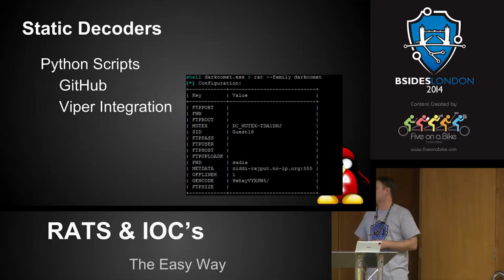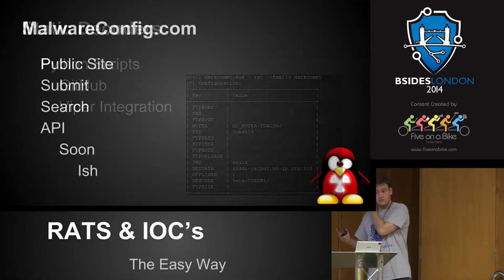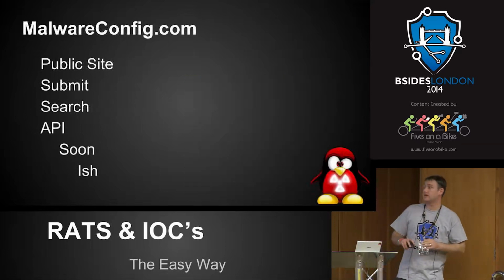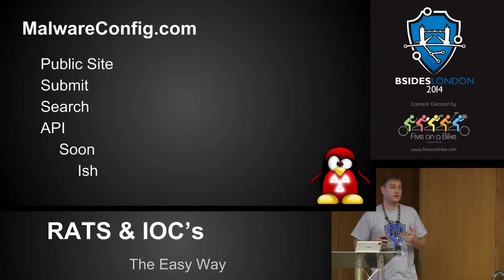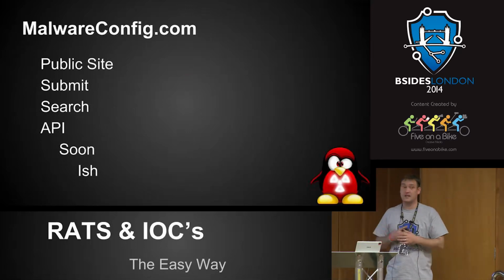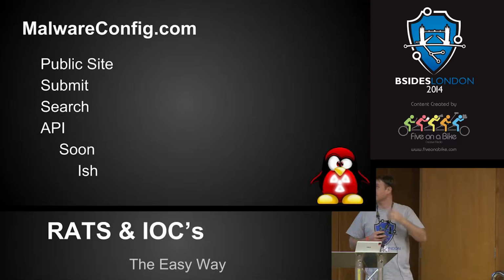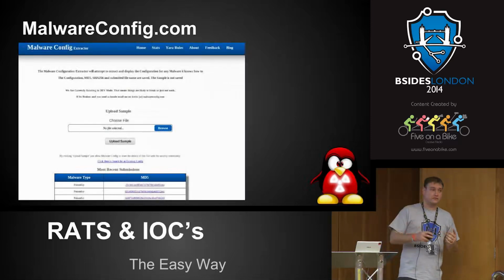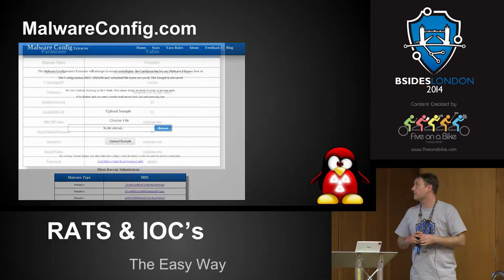There's a screenshot of it working. So malware config, like I said, it's a public site that I've set up. Allows you to submit files up to be analysed, and you can search, and there is an API coming soon. These are the sort of things that will pull out.